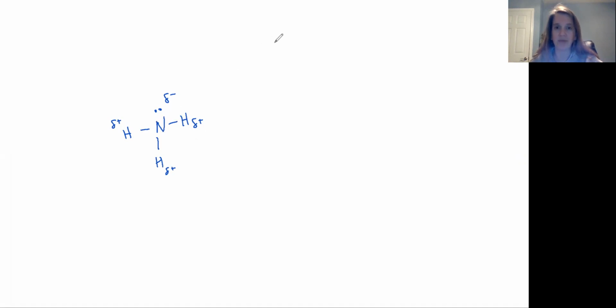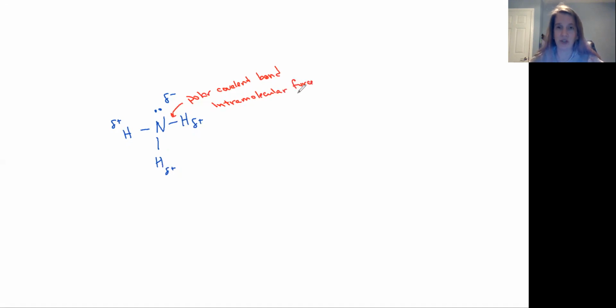Now, when you draw a solid line like that, that means that we are talking about a bond. So what kind of bond is this one here between a nitrogen and a hydrogen? That's a polar covalent bond. And another word we use to talk about polar covalent bonds, or bonds in general, is intramolecular forces. So this is an intramolecular force.